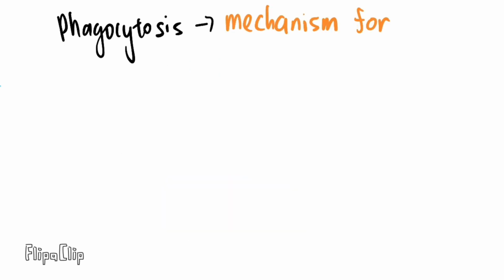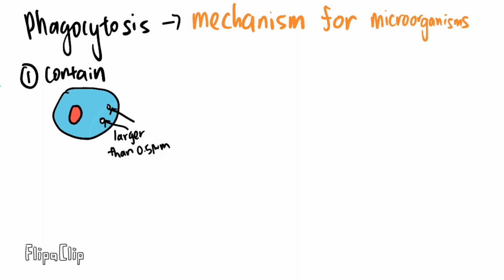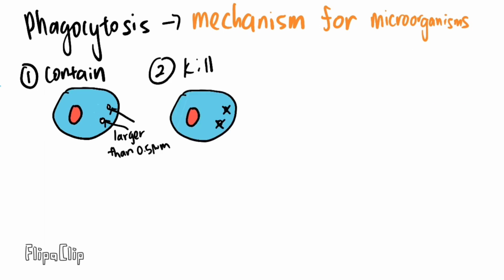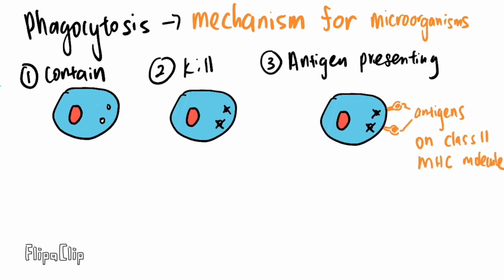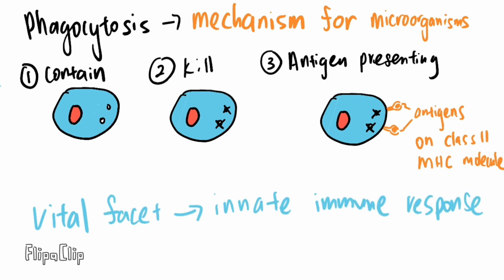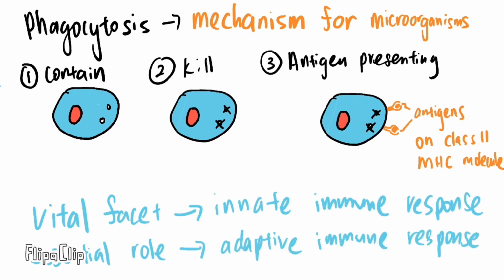It is a mechanism by which microorganisms can be contained, killed, and processed for antigen presenting, and represents a vital facet of the innate immune response to pathogens, and it plays an essential role in initiating the adaptive immune response.